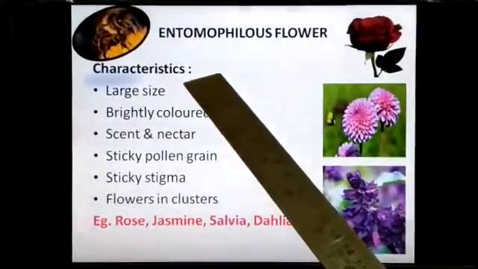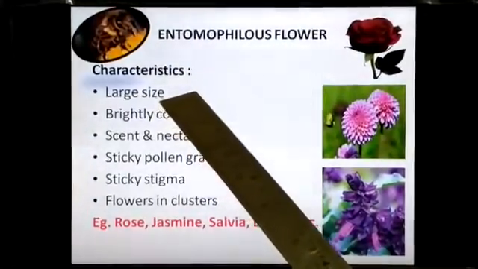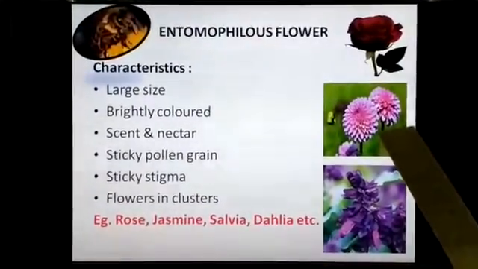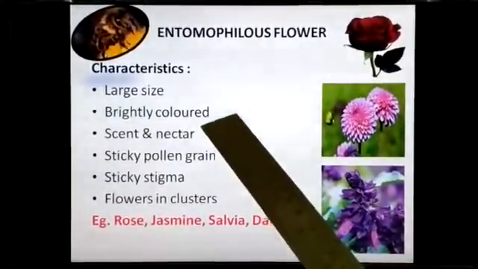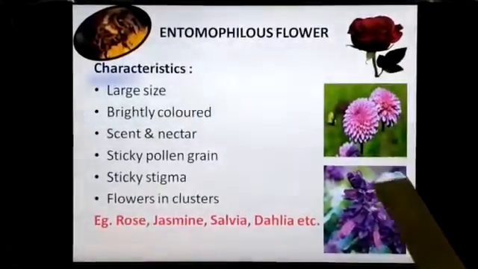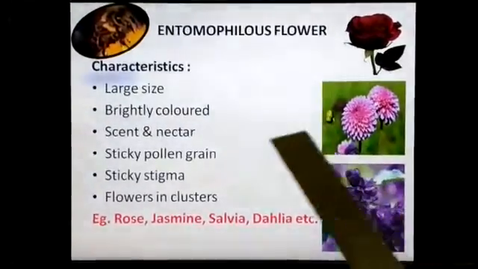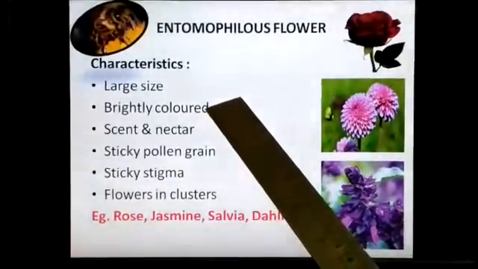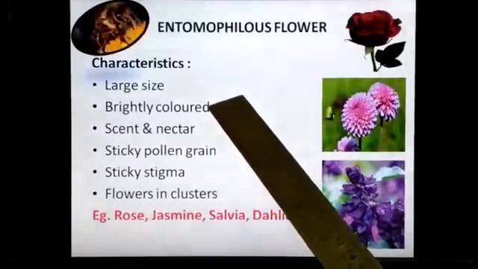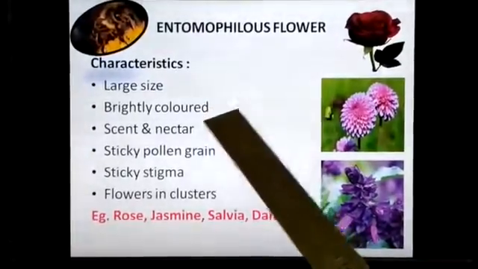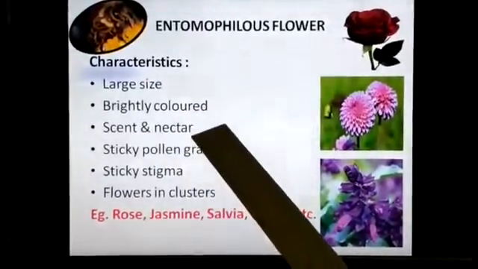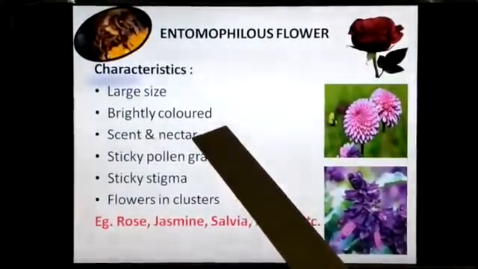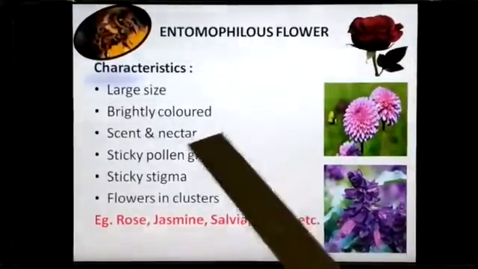Characteristics are, such flowers are large sized, like dahlia, so that they can be easily noticed by the insects. They are brightly colored. You can see here all the flowers are brightly colored so that they can be again easily seen, and the bright colors of the flowers can attract the insects towards it. Scent and nectar, these also attract insects towards the flowers. Nectar is the food of insects also.